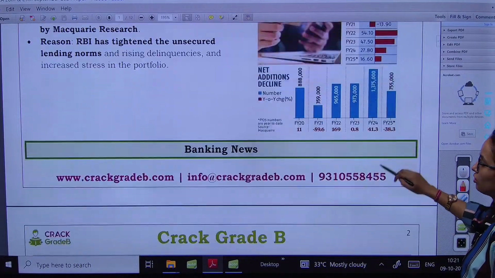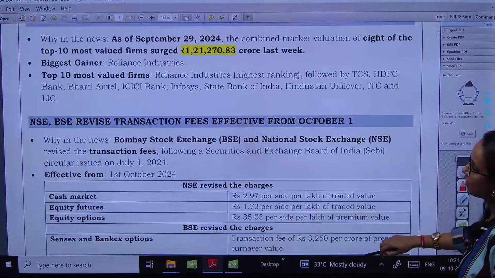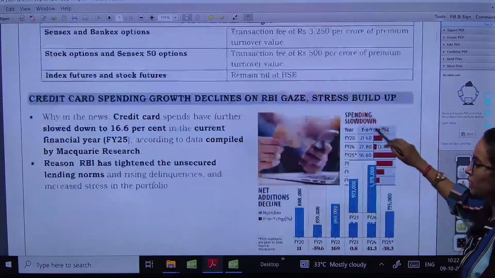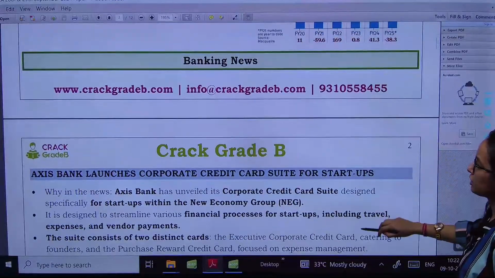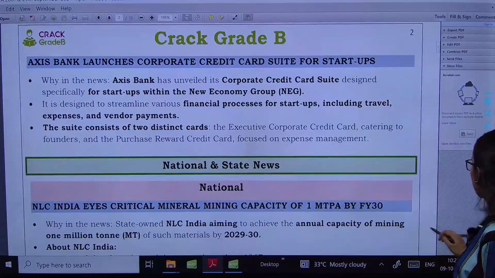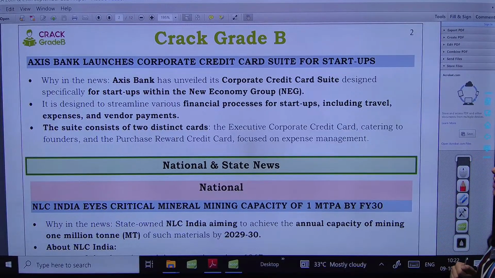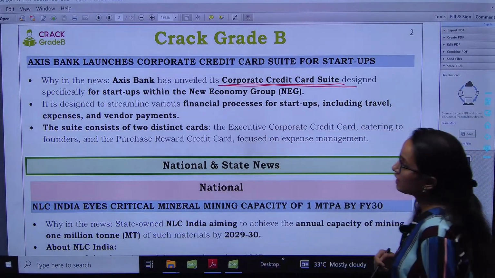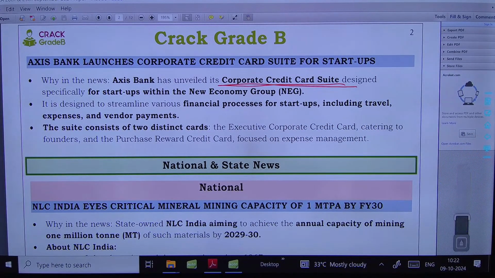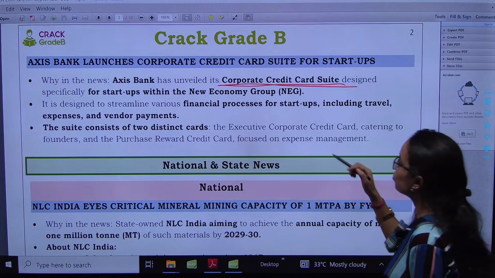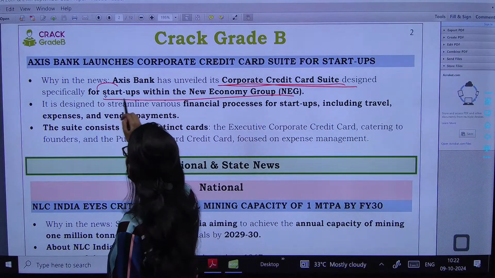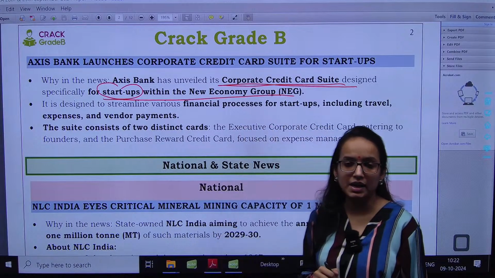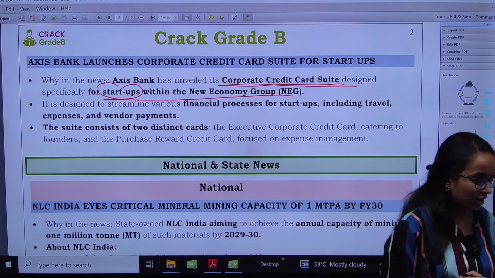Next, so this was in the first category. I hope all of this is clear. Next, in the banking news section, the first news which we have is Axis Bank has unveiled a corporate credit card suite. So corporate credit cards have been designed specially for startups within the new economy group. Startups के लिए particularly they have designed this corporate credit card suite.